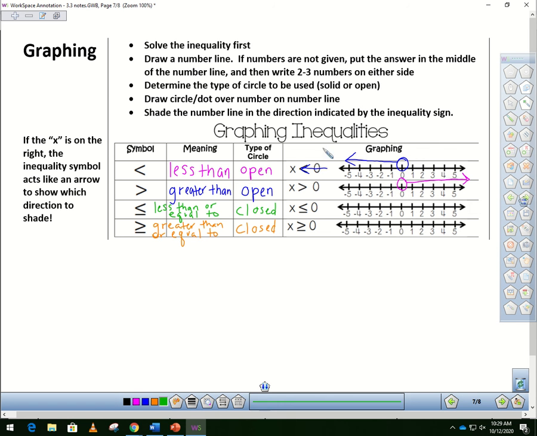And the next one, what kind of circle do we have? Closed. So we fill the circle in this time. Closed circle, you fill it in. Okay, you fill in that circle. X is less than or equal to 0. Which way does my arrow go? Left. Good, left.